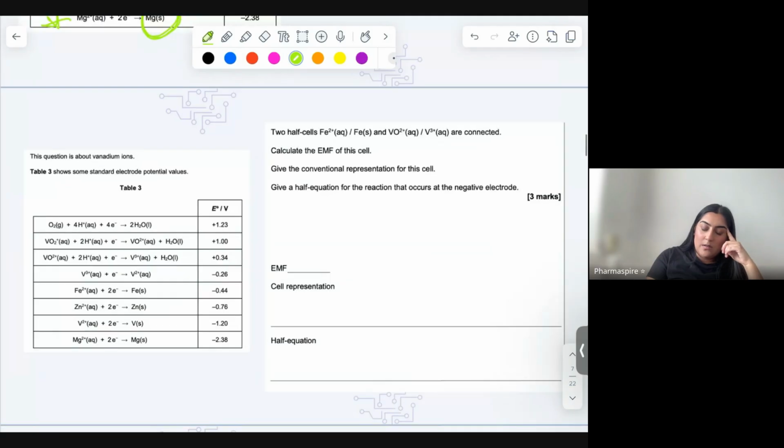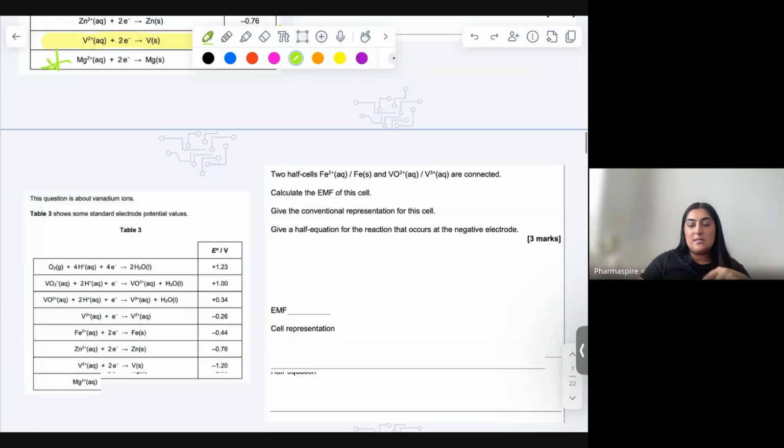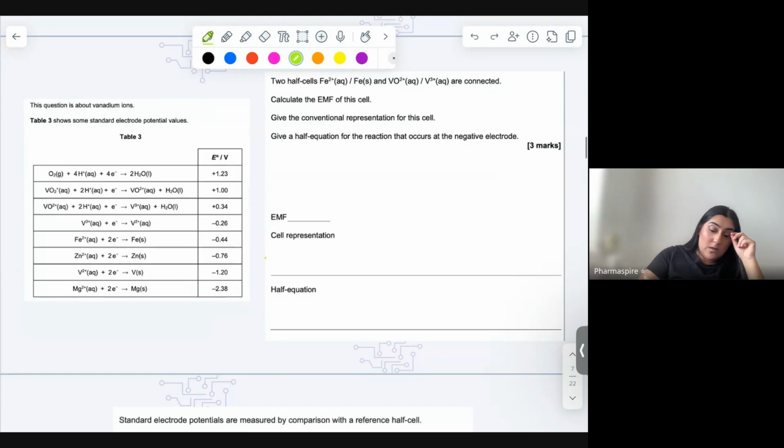Now I want to talk about cell representation. OCR will probably ask you questions like this, but this cell representation one, they probably won't. So you don't have to listen to this part, but you can listen to these two because it will be the same. So we've got two half cells, Fe2+, Fe solid, VO2+ to V3+ are connected. Calculate the EMF of the cell.